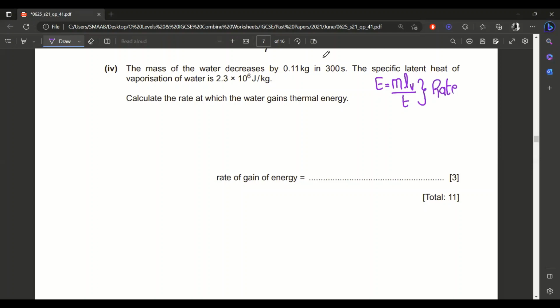So we use the formula and the basic reference from specific latent heat, that is equal to ml. But for the specific quantity of rate, we need to divide that E by time, that will be equal to ml over t. So that is the concept. So mass is equal to 0.11 and latent heat of evaporation is 2.3 exponent 6, divided by 300 seconds.